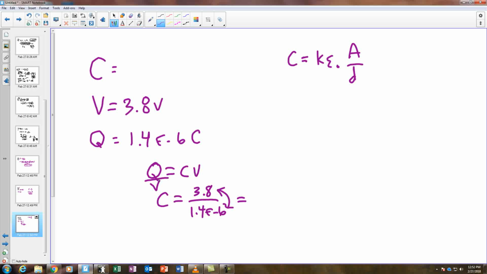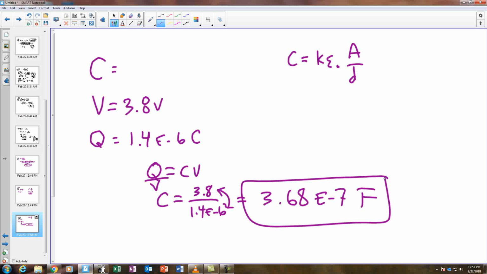So those are backwards. I'm going to fix that real quick and get 3.68 E negative 7. And capacitance is always measured in farads, capital F. Obviously I screwed this up. I was supposed to have Q over V and I had it reversed. The reason I had to fix that was Q over V, not V over Q, because that was V and this was coulombs. So I had to flip those.